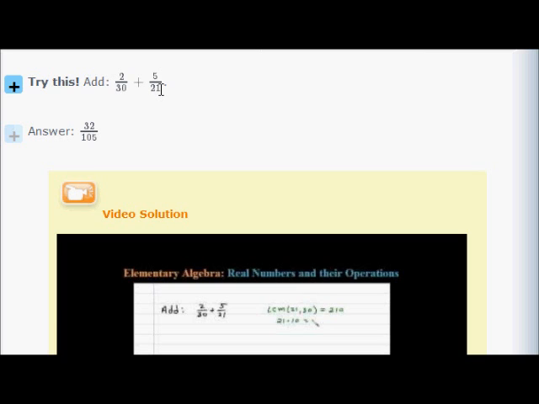So 30 times 7 is 210. 21 times 2 times 5 is the same as 21 times 10, which is 210. Okay, that's our common denominator.